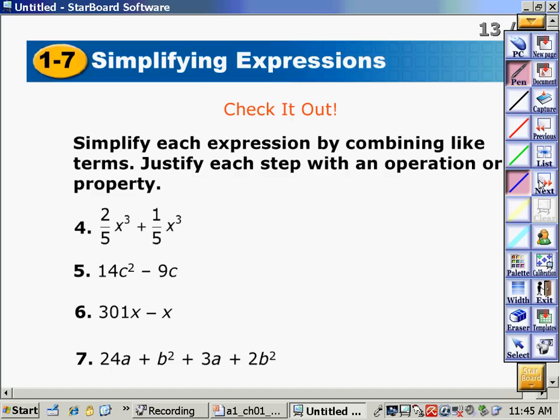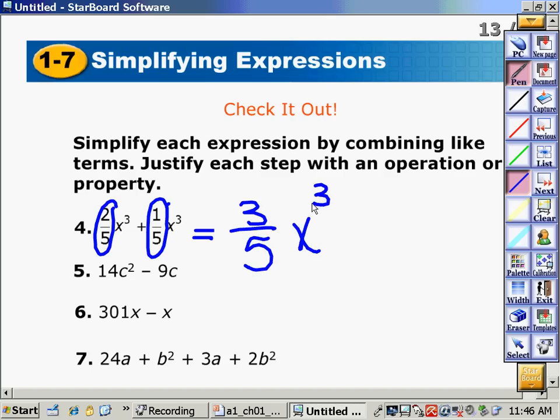Welcome back, Freshman Bearcats. All right, we're going to check these problems out, see if you got them right. Looking at number 4, do we have common terms? Well, yes, we do. 2/5 added with 1/5 gives me 3/5. Leave the variable with its exponent the same, and we have 3/5 x to the third. Number 5, we have c squared and a c. They are not common terms so you cannot put them together, and that is the problem. The problem is the answer. Don't you love those?